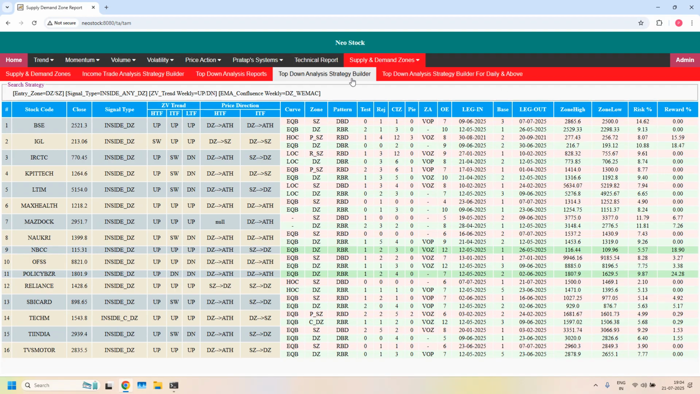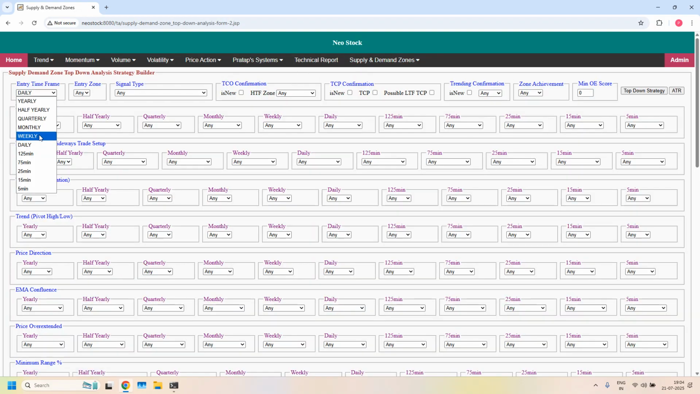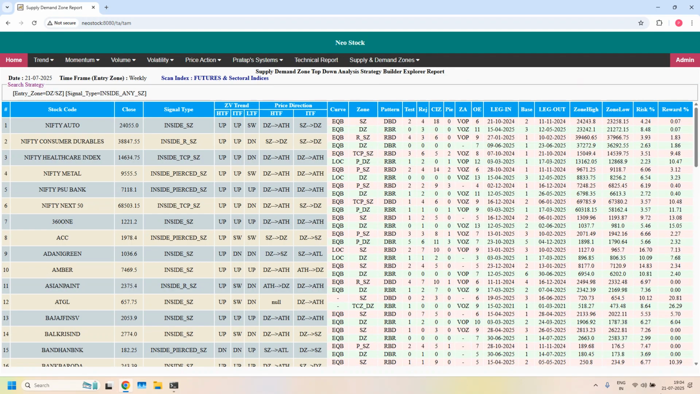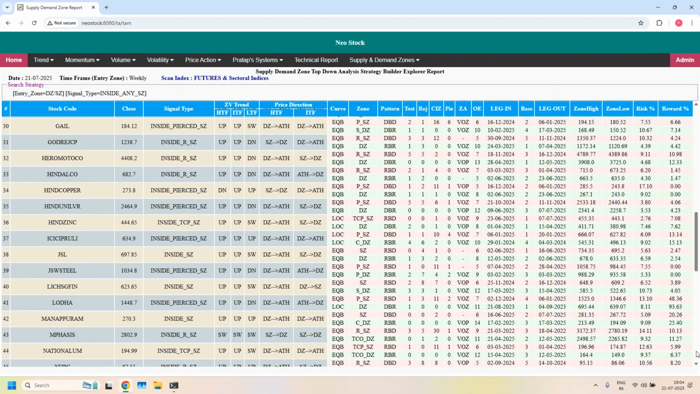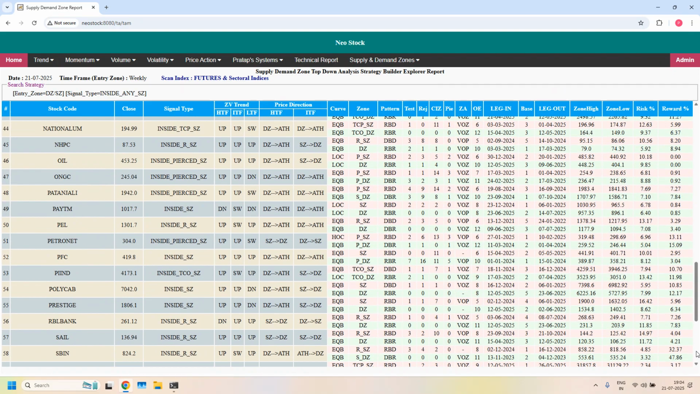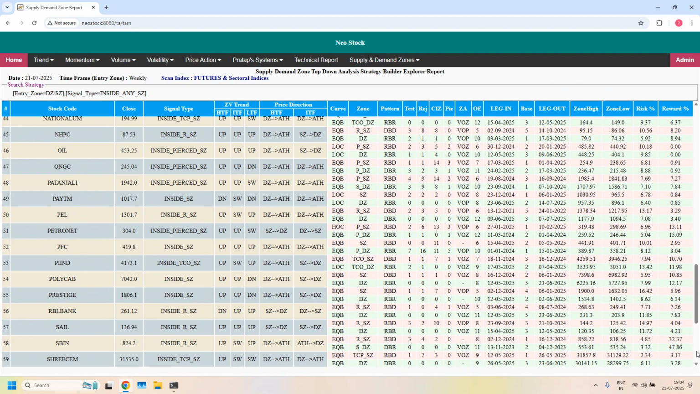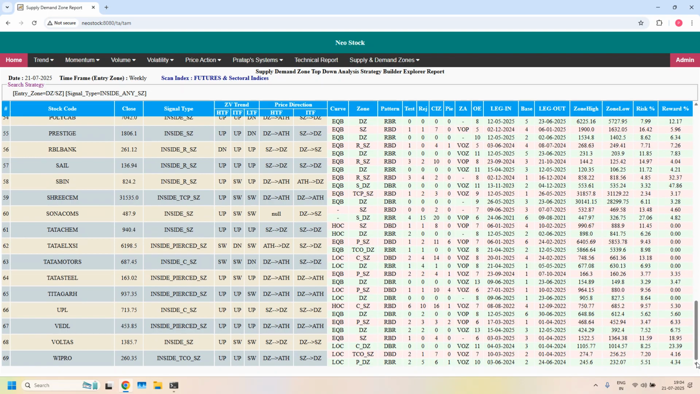Okay, next, price closed inside the weekly supply zones. First 15 stocks in the list. I'm scrolling the list down. So total 69 stocks are filtered. Out of these 69, how many weekly supply zones are having weekly EMA Confluence? Let us verify.